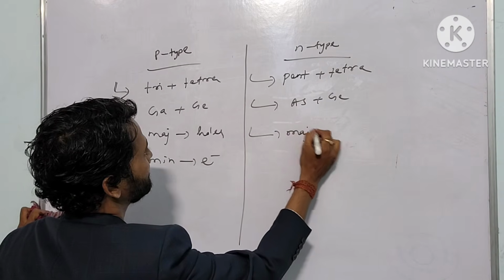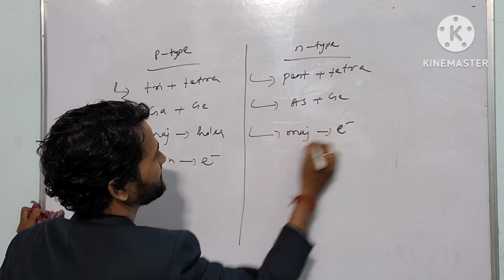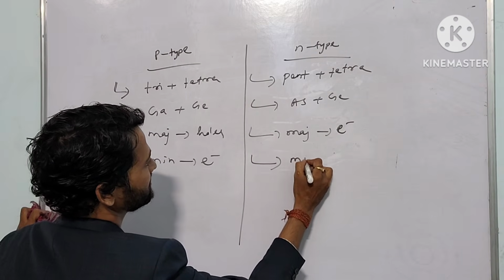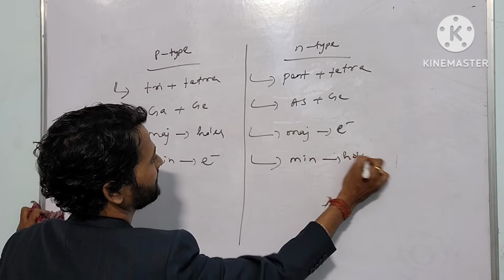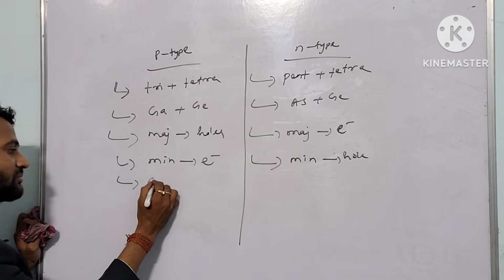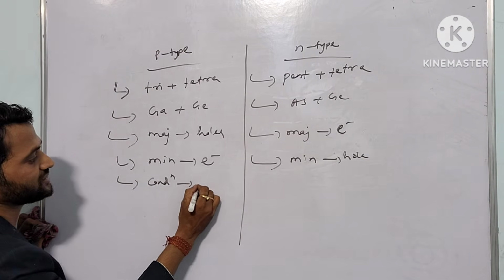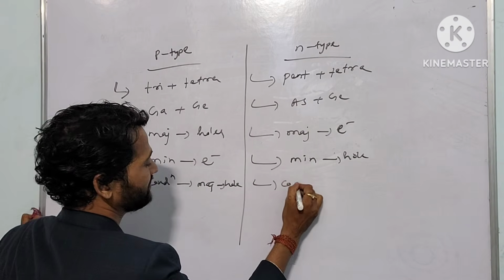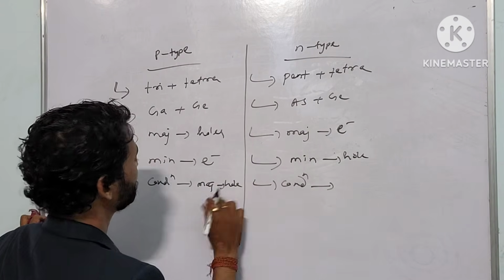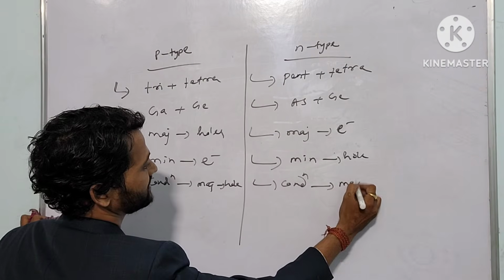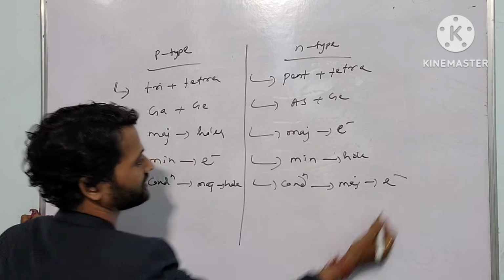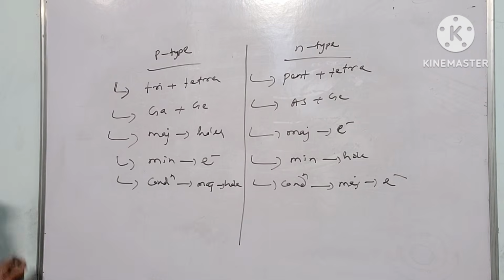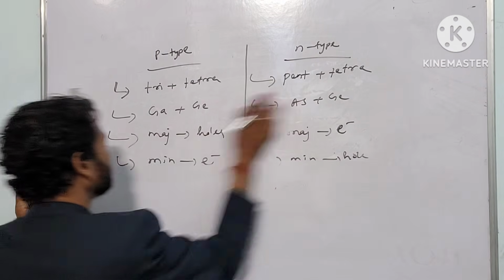Here majority charge carrier is electrons. Minority charge carrier is holes. Is it clear? Next, major responsible for conduction is here majority charge carrier as hole, and here major responsible for conduction is your majority charge carrier, that is your electron. So these are the points you can write down.